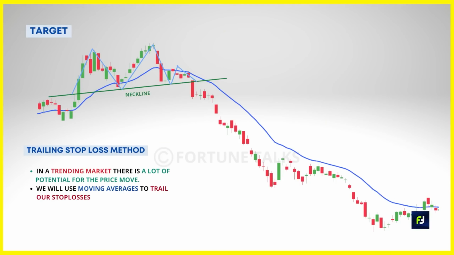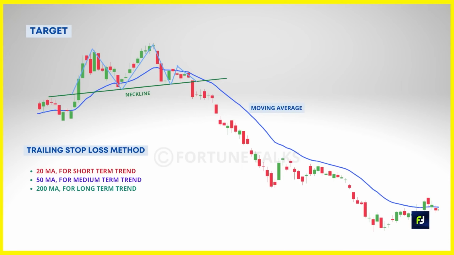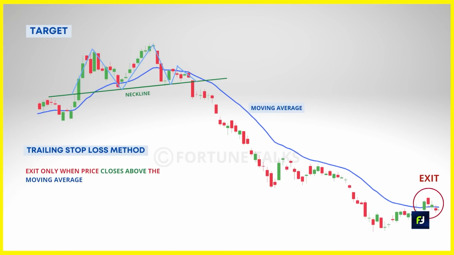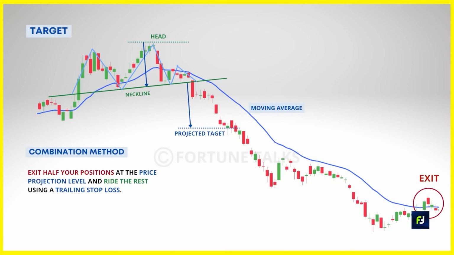The second method is more like trailing your stop loss to ride big trends. Now, if you have followed my last video, you know how to trail your stop loss to ride massive trends in the market. One way you can do this is to trail your stop loss with moving averages. The selection of moving averages will depend on the time frame that you're trading on. For short-term trends, a 20 moving average will do the job. But for a medium-term trend, a 50 moving average will be a good choice. And for a long-term trend, a 100 or 200 moving average is the best possible option. The idea is to ride the trend until the price moves above the trailing stop loss, where you can exit your position.